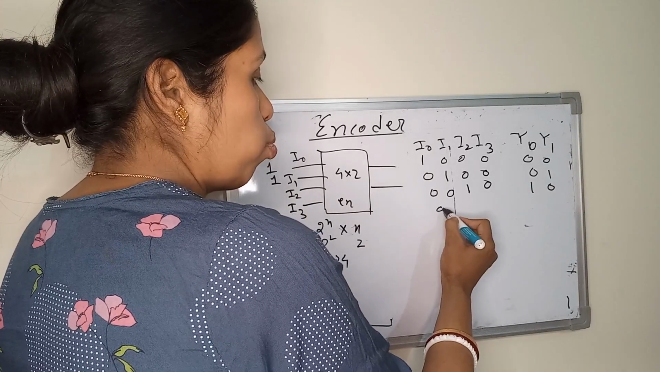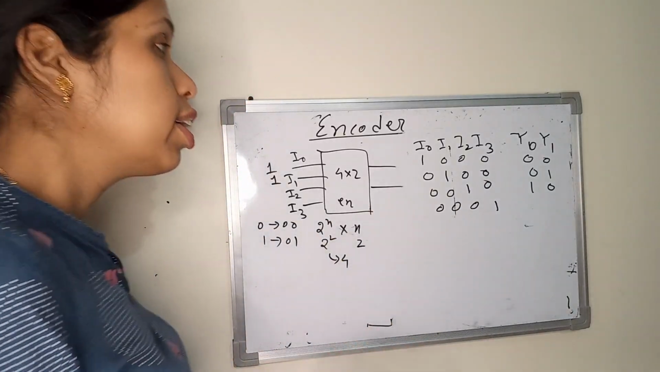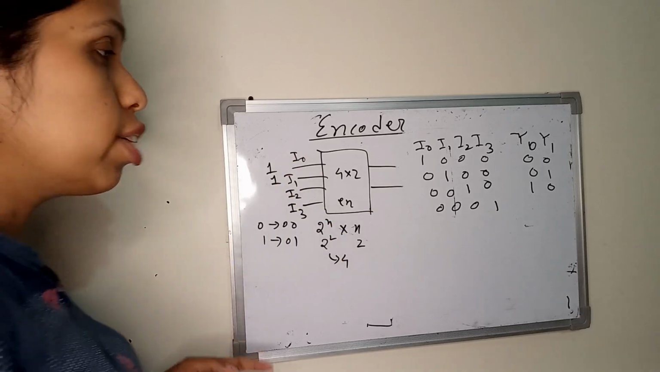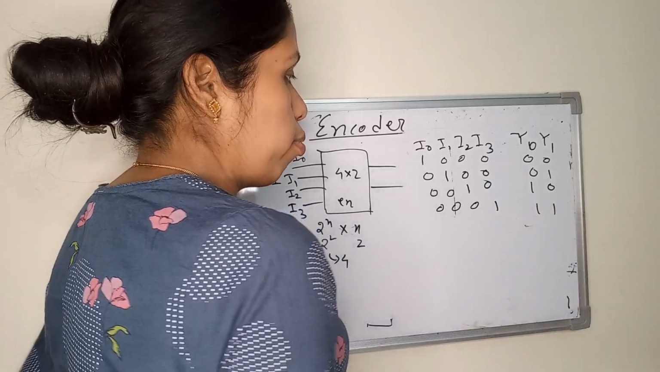And 11 means I3. If I have to send 3, I have to send logic 1 through I3 and the other bits should be 0, and here you will get 11.